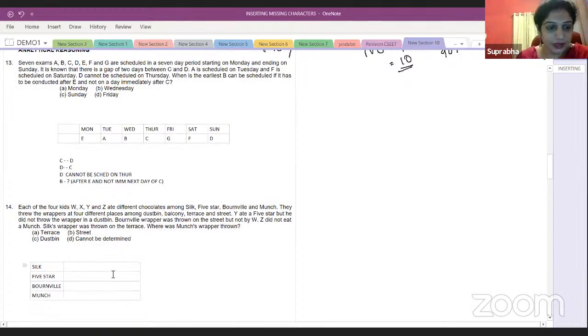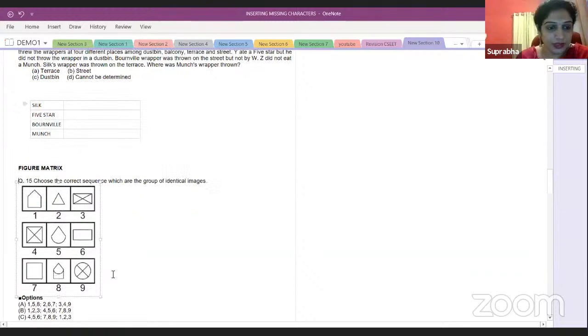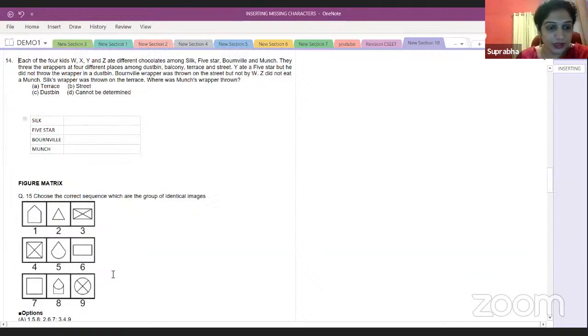Now we go to question number 14. So there are 4 kids, W, X, Y, and Z. They ate 4 different chocolates. Which chocolates did they eat? Silk, 5-star, Bonville, and Munch. So now all feeling like eating chocolates. I know, that's why I put this question. So now we'll keep that aside for later. They threw the wrappers, okay? After eating the chocolate, they threw the wrappers in 4 different places. What are those 4 places? Dustbin, balcony, terrace, and street.